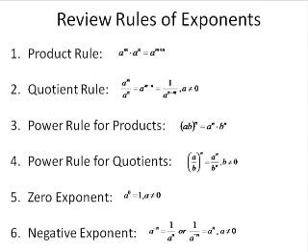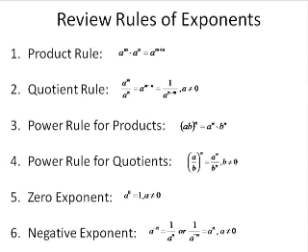Let's first review the rules of exponents before we go any further. With the product rule, if two numbers are multiplied together with the same base, their exponents are added together. With the quotient rule, you're going to be subtracting the exponents. As for the power rule, you will see a product or a quotient raised to a power. In this case, the exponents get multiplied together.